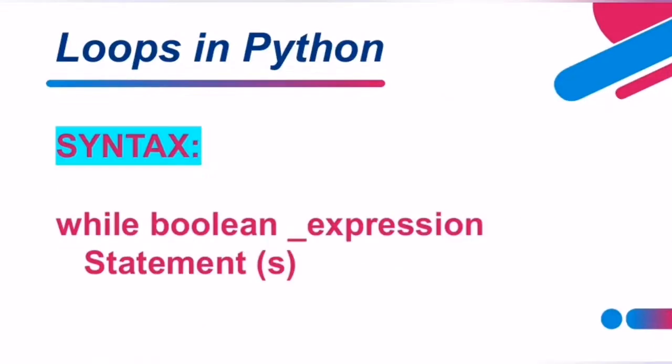The syntax of the while loop, you can see, is first the keyword while and then the Boolean expression. It will check your Boolean expression, and after that you can write the block of statements, or the body of the while loop. The body of the while loop is executed as long as the Boolean expression is true. So when the expression is true, the statements in the loop will execute.